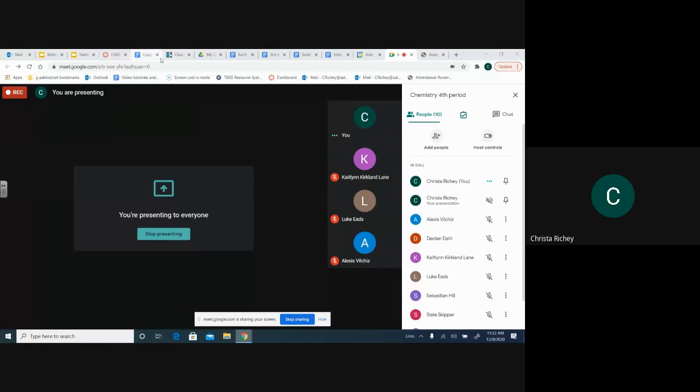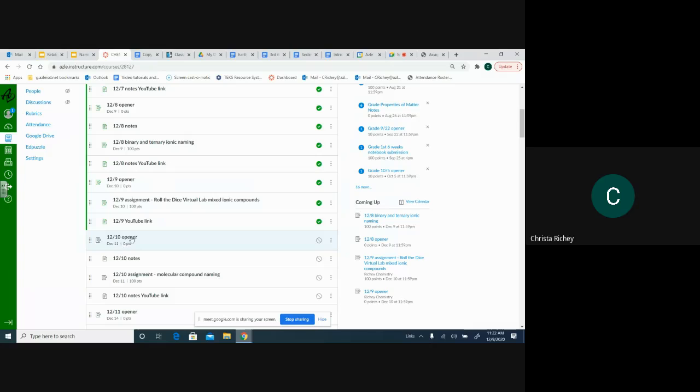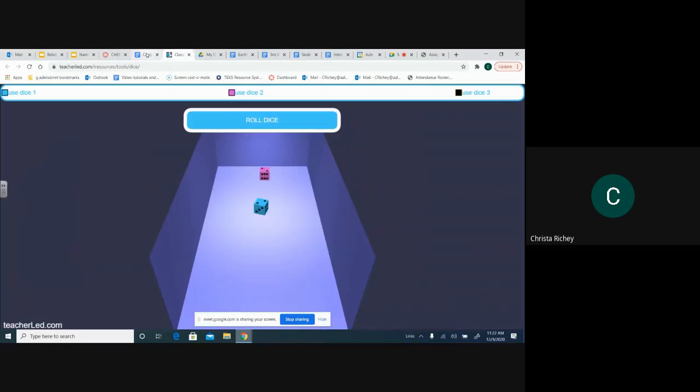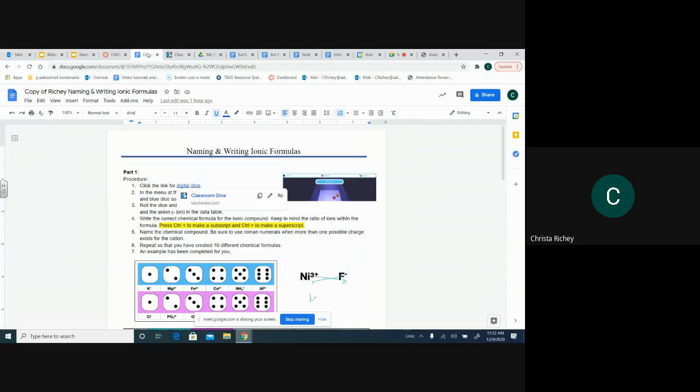Okay. So when you guys click on this roll the dice virtual lab mixed ionic compounds, we're working on stuff. And I printed this out. For those of you that are in person, you still need the dice. So go ahead and open this up. It says to click this link for digital dice, classroom dice. And then it goes on to say that you need, I think, just the pink and blue dice.